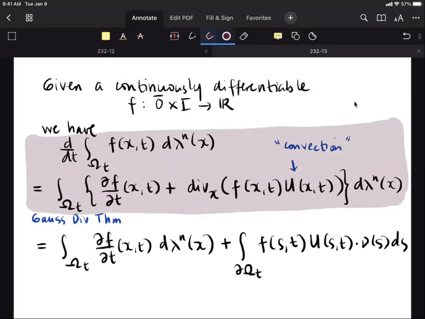So for instance, in the derivation of the well-known or famous Navier-Stokes equation for viscous flows, this Reynolds transport theorem is utilized. In particular, the Eulerian form, that is the Navier-Stokes equation in the Eulerian frame.